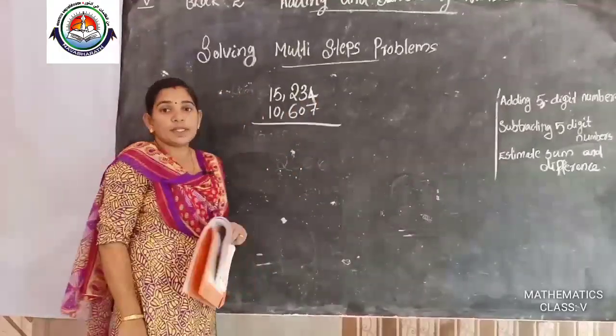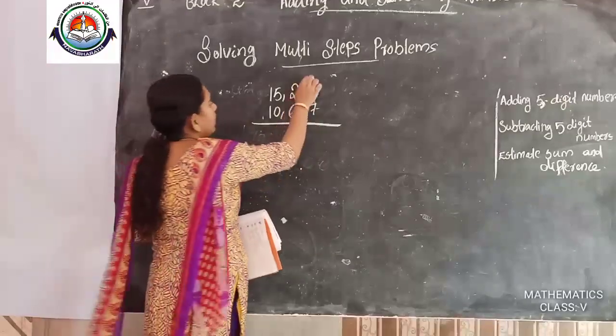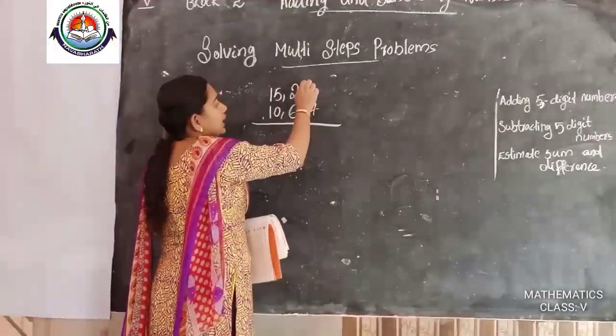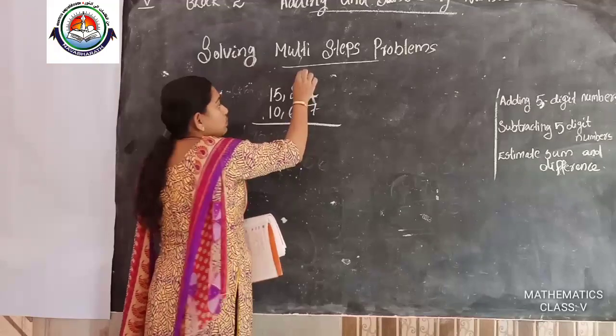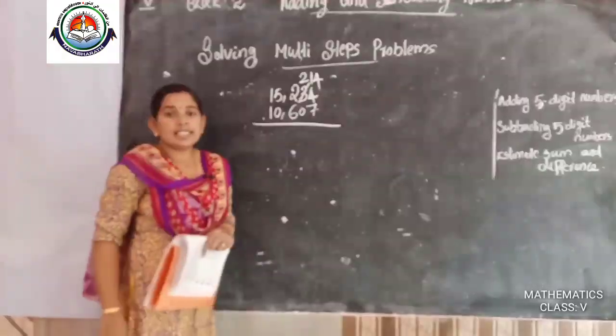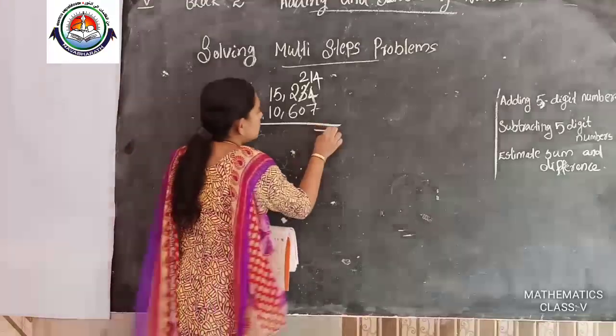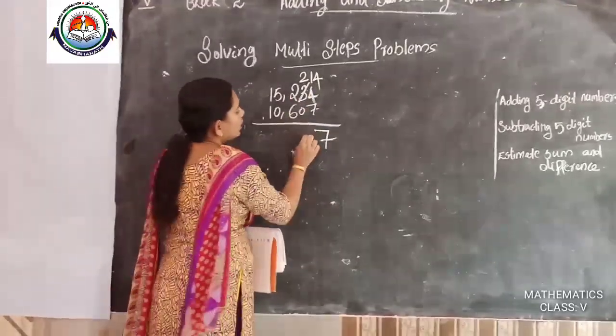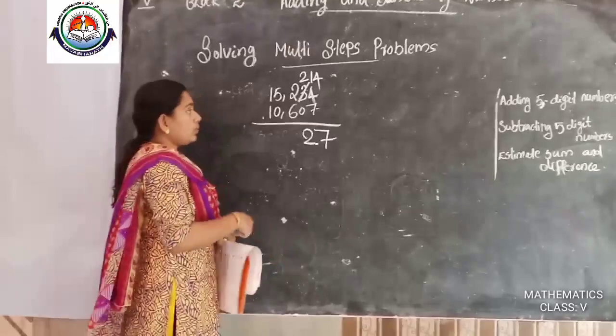4 minus 7, is it possible? No, we are taking 1 from here. This 3, we are taking 1 from 3, it becomes 2. 14 minus 7, 7. 2 minus 0, 2.